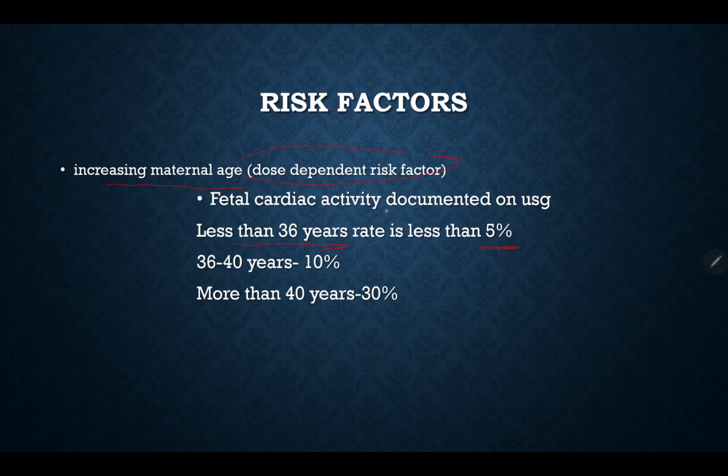After fetal cardiac activity is documented, that 1% was for younger women. Now if a woman is less than 36 years and fetal cardiac activity is documented, spontaneous pregnancy loss is less than 5%. Between 36 to 40 years of age, even if the fetal cardiac activity is documented on ultrasound, it is still 10%, and in a woman who is more than 40 years, even after documenting the fetal cardiac activity, it is 30%.